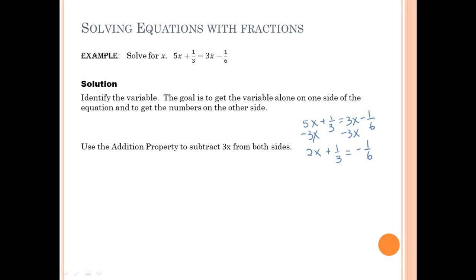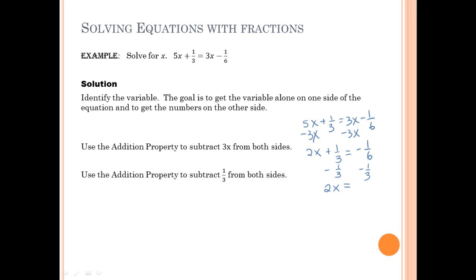Since the term involving x, which is 2x, is on the left side, we want to get the number terms on the other side, which is the right side. We will do this by subtracting 1/3 from both sides. Simplifying on the left side is 2x plus 1/3 minus 1/3, which is simply 2x. This is because adding 1/3 and subtracting 1/3 are reverse operations. So the left side is 2x plus 0, which is simply 2x.